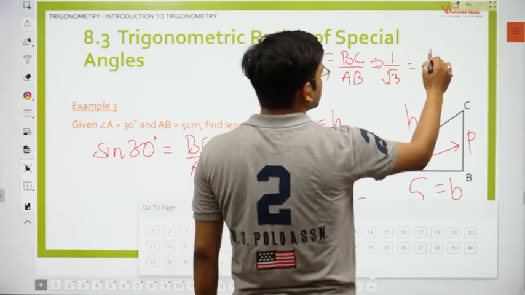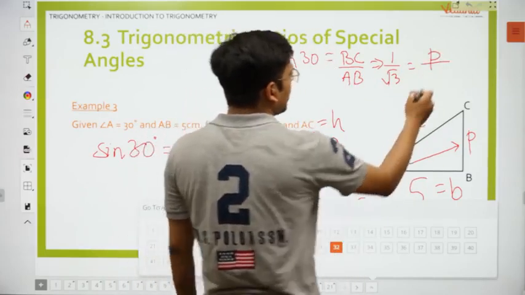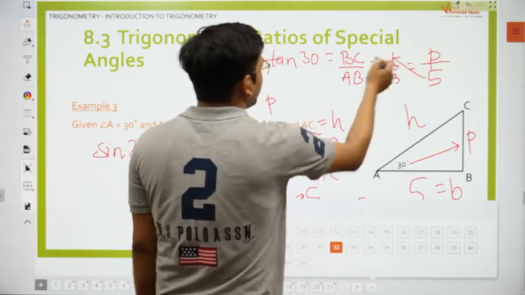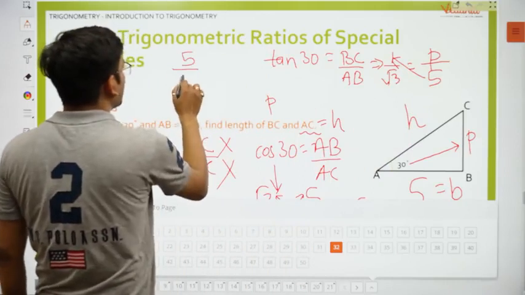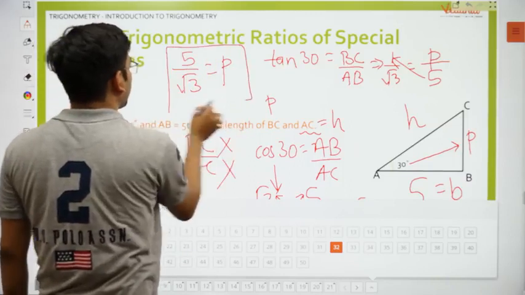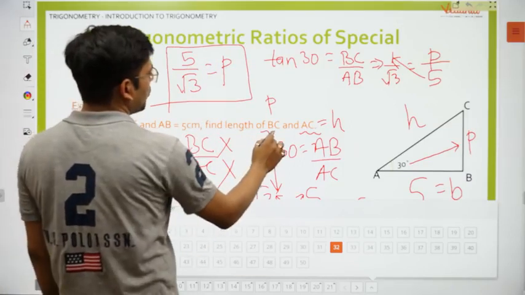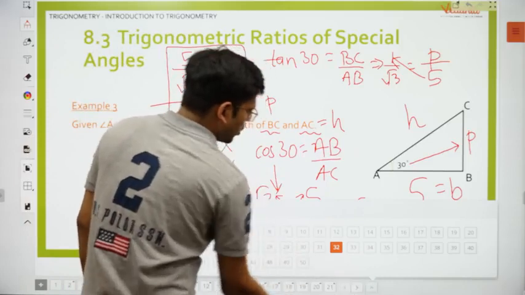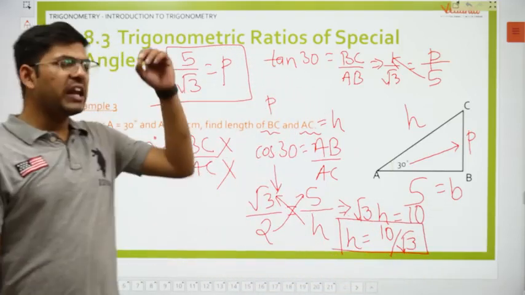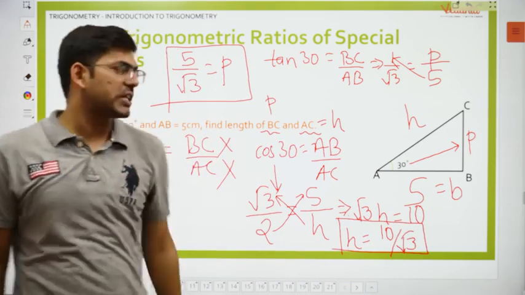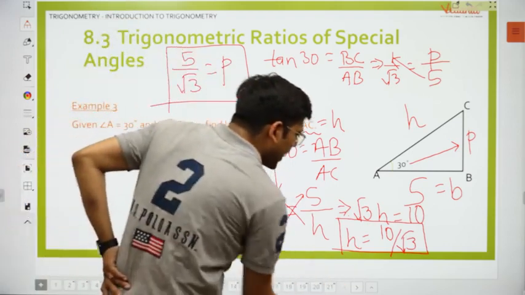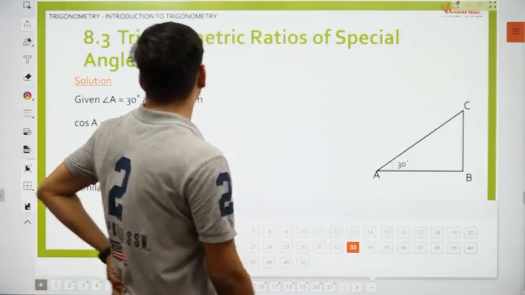I don't know BC, this is the perpendicular, and AB I know, it is 5. Cross multiply. 5 into 1, this will become 5 upon root 3 is equal to the perpendicular. See, you have got the value of perpendicular, meaning BC, and AC also. So in this way, you can get any values. Trigonometry is such an easy thing now, and I'll make you feel that these are all so easy.